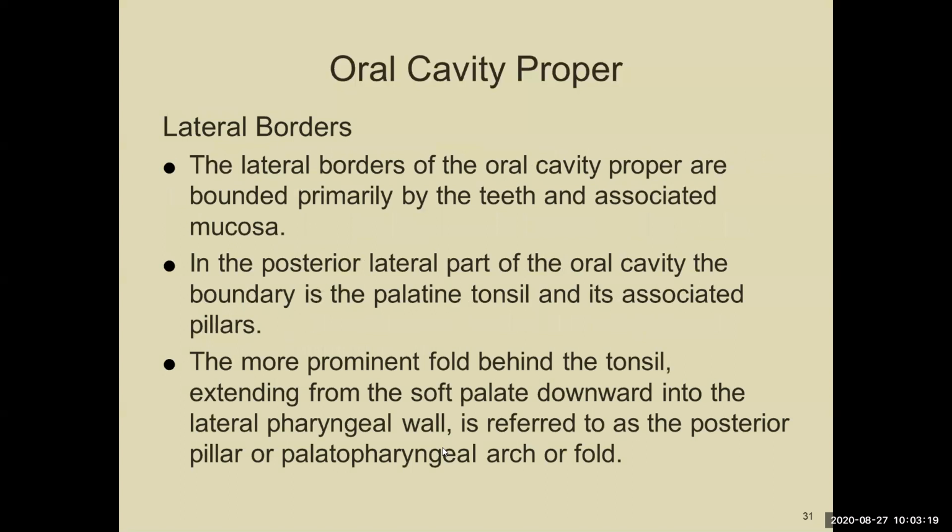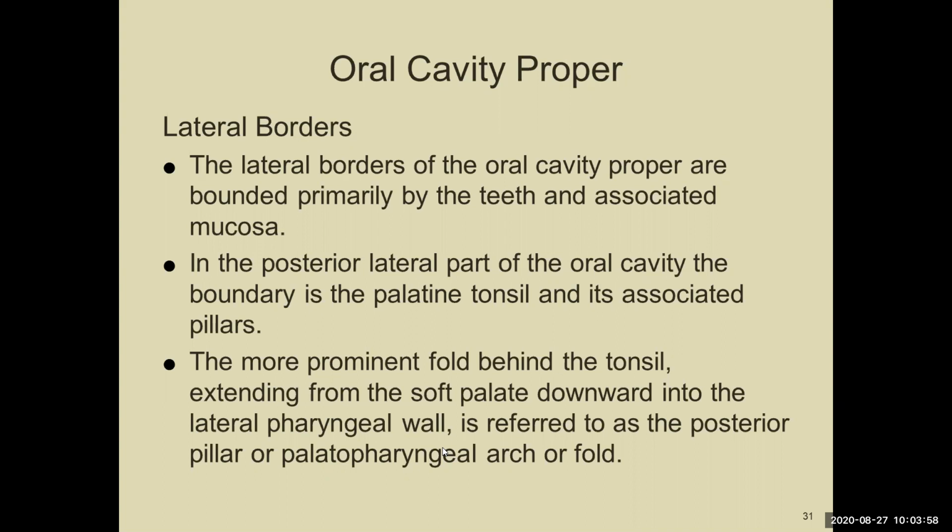It's all connected. The lateral borders, the sides of the oral cavity proper, are bounded primarily by the teeth and associated mucosa. So we're talking about the sides of the oral cavity. In the posterior lateral part of the oral cavity, so this back side part, the boundary is the palatine tonsil and its associated pillar. So remember, the oral cavity starts with the lips and it ends with the palatine tonsils and the pillars. That's all it still is, same, just in different language.